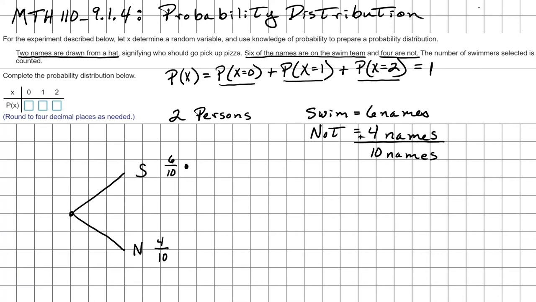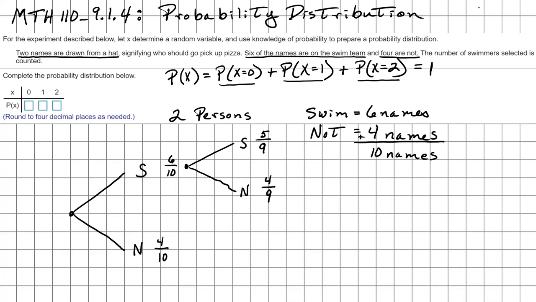So I've drawn my first name. Let's say that they were on the swim team, and now I'm going to draw my second name. They are either going to be on the swim team or they're not going to be on the swim team. However, if they are on the swim team, remember there are 5 people left on the swim team, and there's a total of 9 people left. For not being on the swim team, it's going to be 4 out of 9 because there are still 4 names that are not on the swim team, but now there's only 9 names remaining.